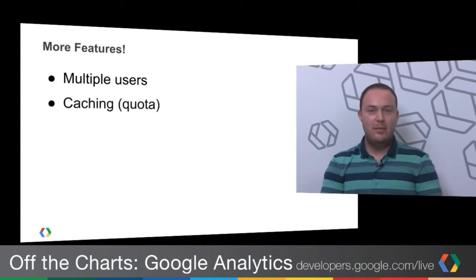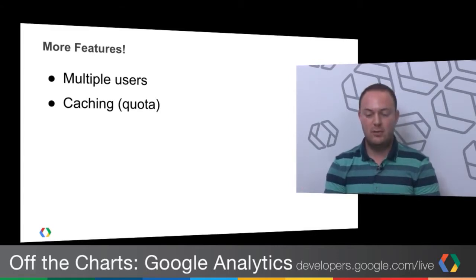Because of the caching, this is a huge thing. You're going to save a lot of quota. If you have a lot of visitors, it's going to scale nicely for you because you're not going to have to hit the Google Analytics API service for each request. You can kind of rely on the proxy to take care of that for you.